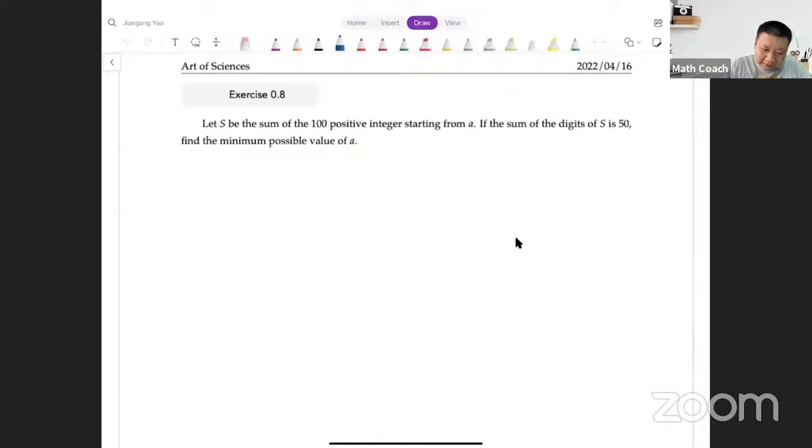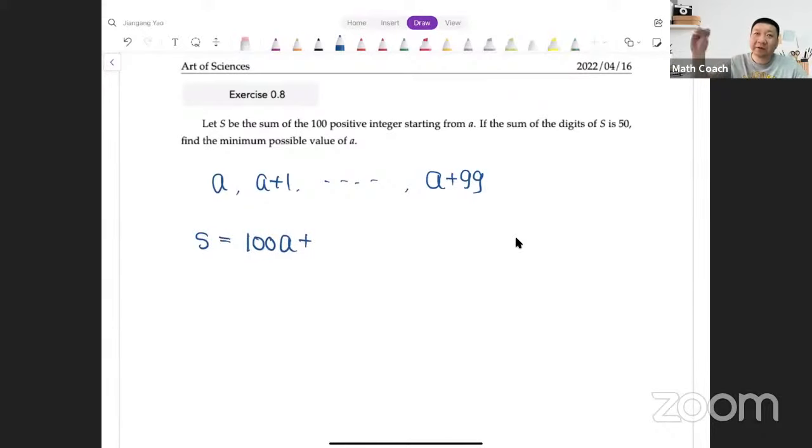So the starting point is A, and then the next one would be A plus 1, right? And up to what's the last one? Because the first one is actually A plus 0, the last one is not A plus 100, it's A plus 99, right? Okay, so now what is the sum? S would be 100A, right? And then plus 1 plus up to 99. 1 plus up to 100 is 5,050, so the remaining will be 4,950.